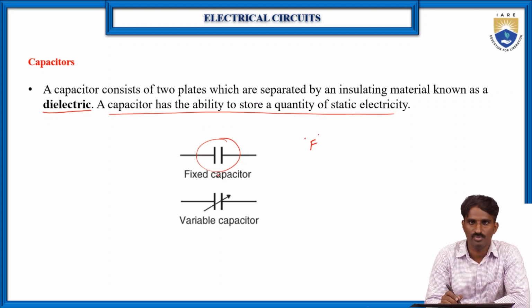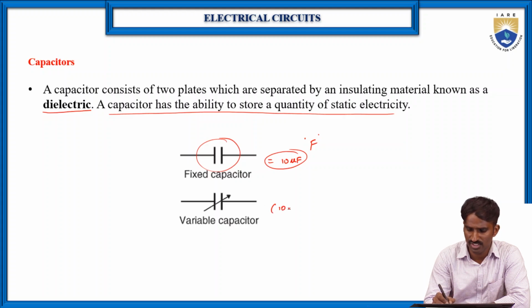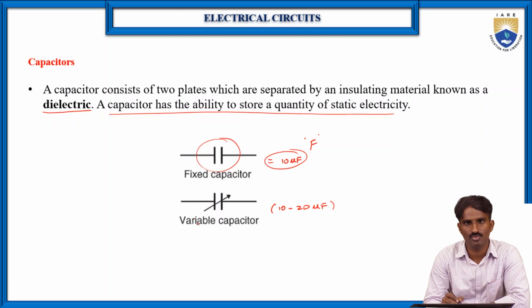The fixed capacitor is nothing but, suppose you take a capacitor whose value, let us consider, is 10 microfarads. Then this capacitance value is constant for that particular capacitor, always 10 microfarads. And when coming to the variable capacitor, the range, let us consider, is 10 to 20 microfarads. This means the capacitance of this capacitor can be varied from 10 to 20 microfarads, so that we can change.